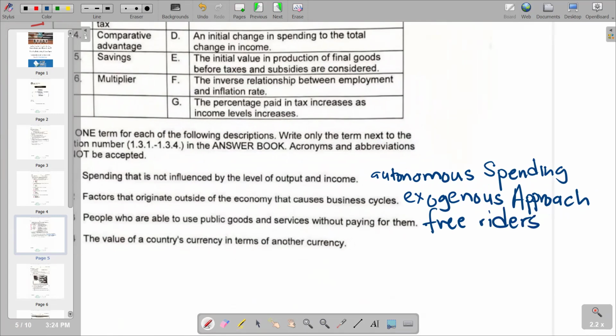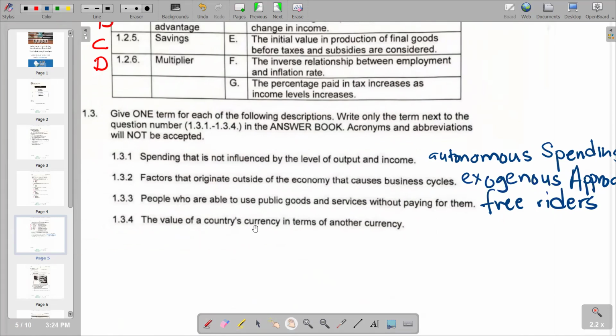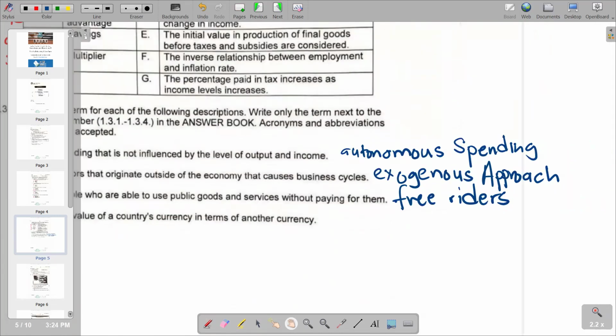We'll move on to the next part, which is saying the value of a country's currency in terms of another currency. And this is basically exchange rate. Exchange rate is the correct response. So this is what we have.